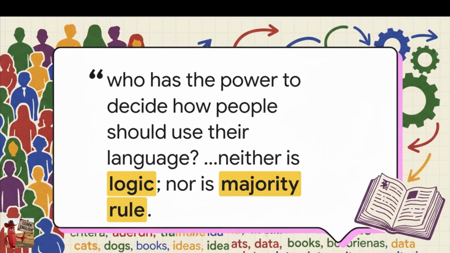Which brings us to the big question, right? Who actually gets to decide the rules? And this quote really hits the nail on the head. It's not about what some old textbook says. It's not about pure logic. It's not even just about what most people say right now. In the end, it's all of us, the speakers, who decide what's correct by how we use the language over time.